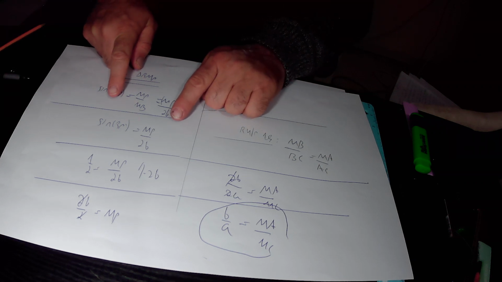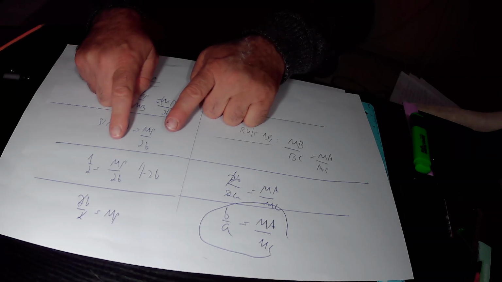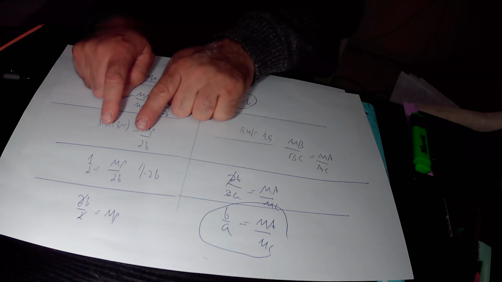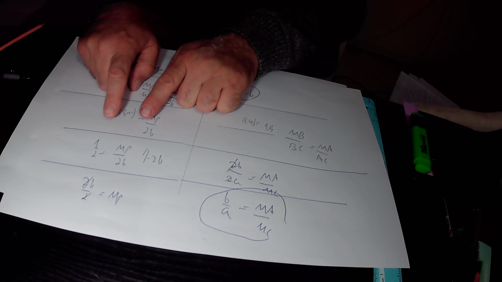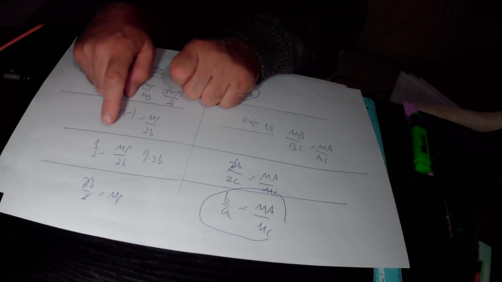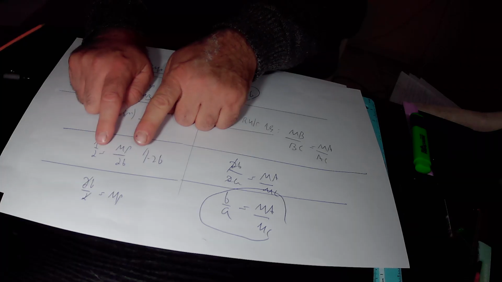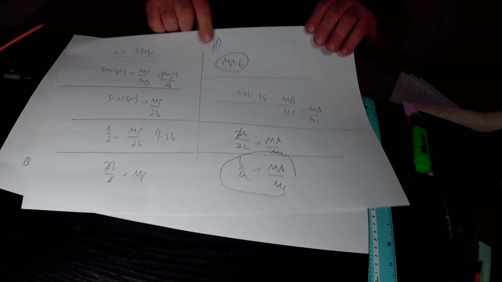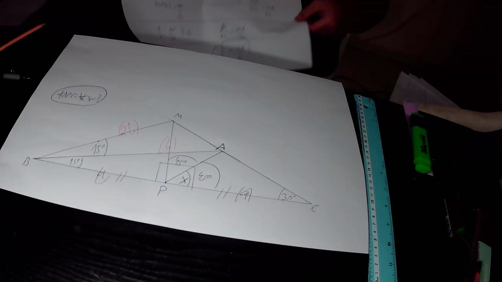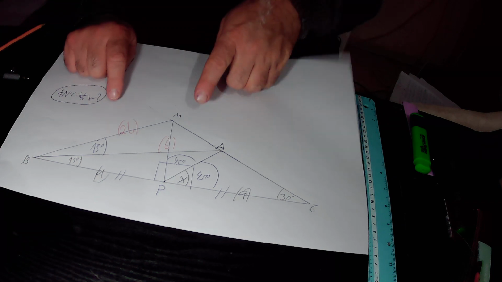So sin 40 degrees is 1 half. So 1 half equals MP over 2B. If you multiply this equation by 2, you find out that 2B over 2 equals MP. We have 2 in the denominator, so the 2 gets cancelled. MP equals B. So we can say that if MB equals 2B, then MP must be equal to B.